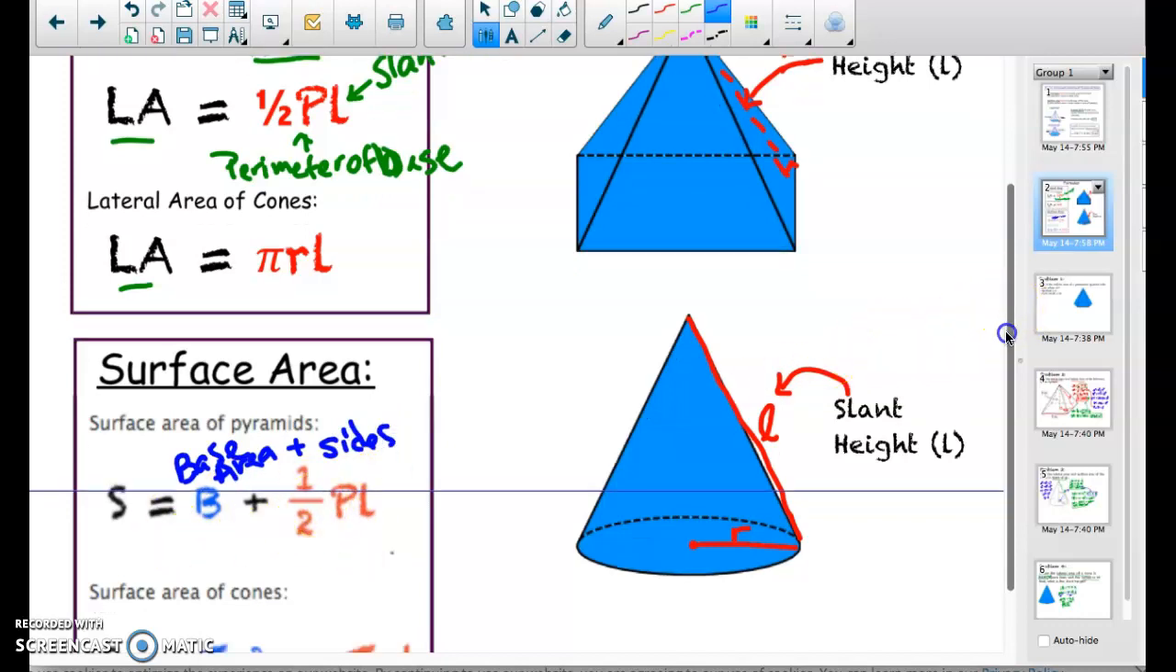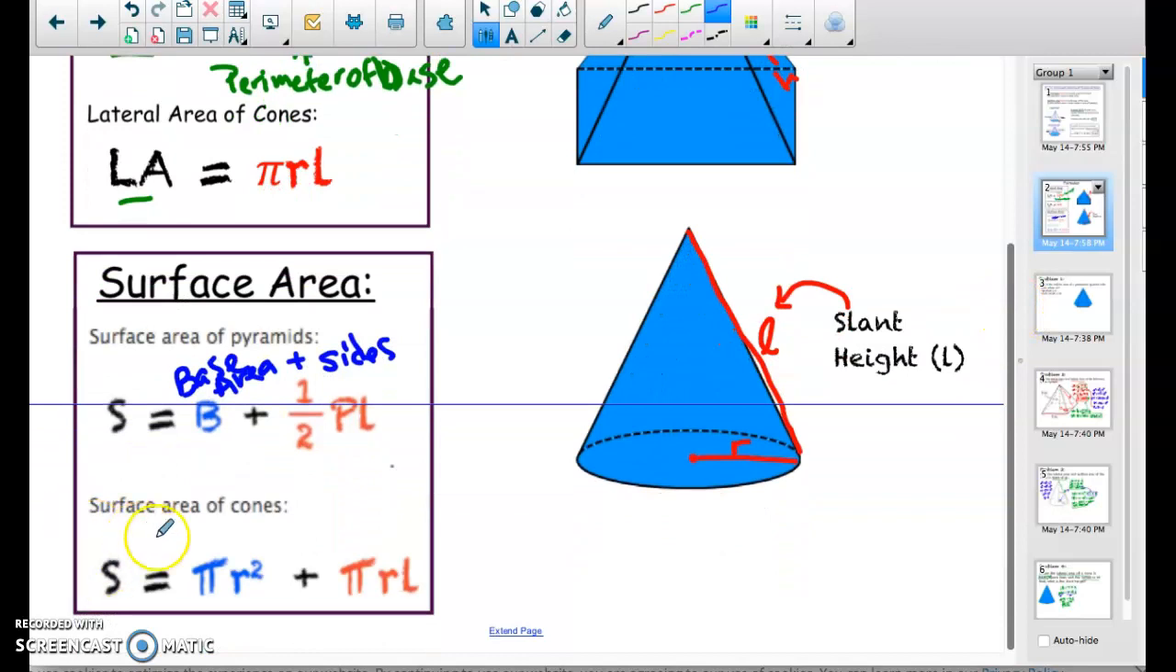And the same thing with the surface area of a cone. Pi r squared, the base here is a circle, so we have to use pi r squared to find the area of the base. So we have our base area, and then we're adding the sides, right? Because we know that the area of the sides, the lateral area, is pi times radius times slant height. So we're using our answer from lateral area, and we're just adding the area of the base to it.